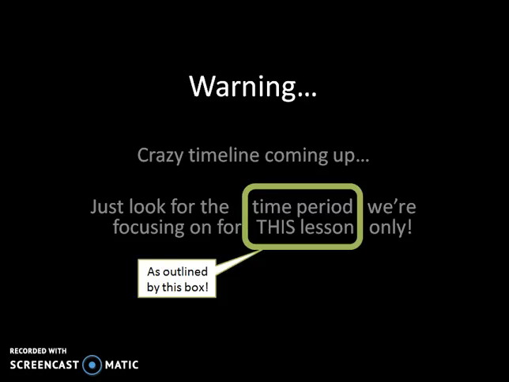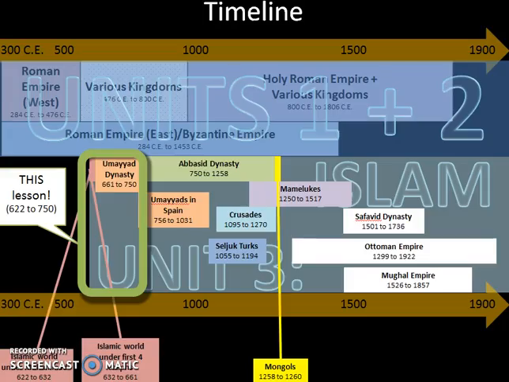Now, just a quick warning, there's going to be a timeline that you're going to see and it looks a little crazy, but I just want you to focus on the green circle, which shows you the time period we'll be looking at for this lesson. So quick overview of this timeline, you can see these arrows on the top and bottom that show you the passage of time beginning from 300 CE, Common Era, to the 1900s. Just want you to focus on this time period right here for this lesson.